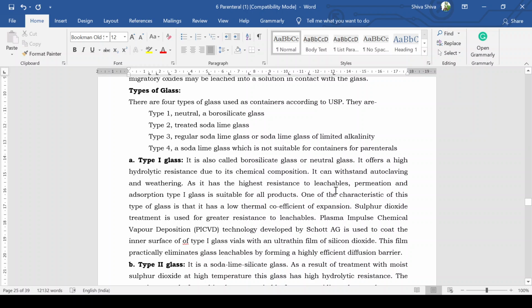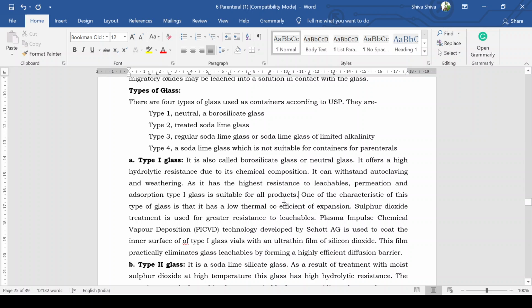So highly resistant to leachables, that is, contents of glass do not leach into the product. Then permeation means the product which is inside the glass or the outside environmental factors do not permeate inside the product, or the product does not permeate outside the glass container. And adsorption means what sometimes occurs.